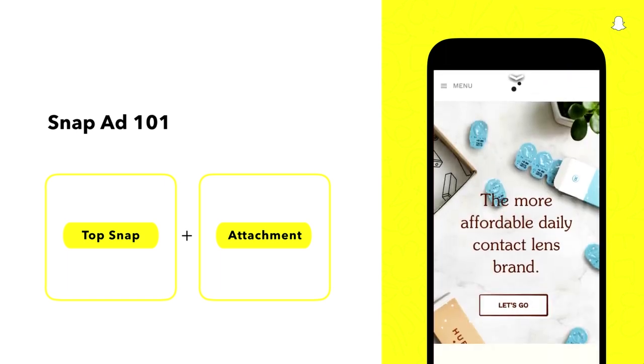So that was the top snap, and now we have what is called the attachment. A user is swiping up into the mobile website right here in this example for Hubble.